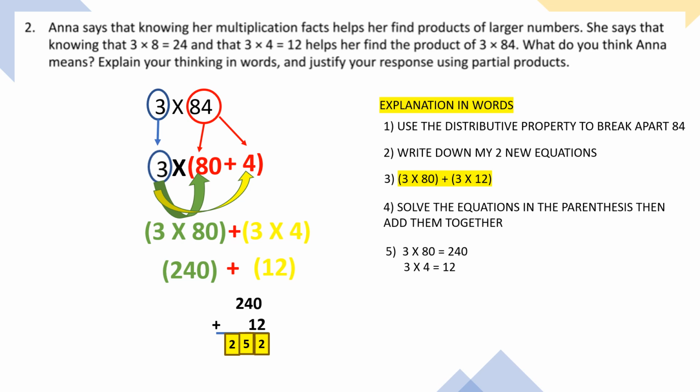Then we solved the equations in the parentheses, then added them together. So 3 times 80 was 240, and 3 times 4 is 12. So we solved them, and then we added them together. 240 plus 12 is equal to 252. So that means that 3 times 84 is 252.